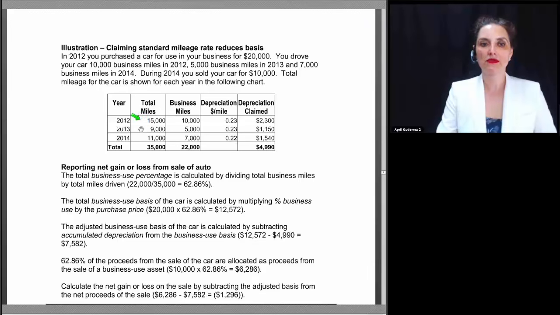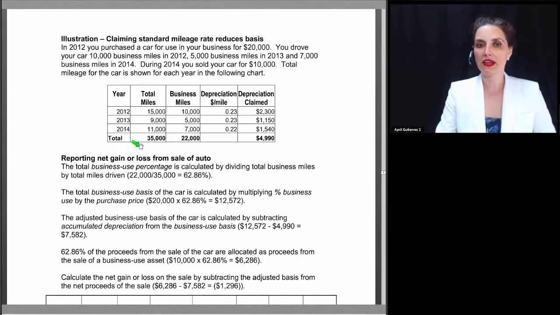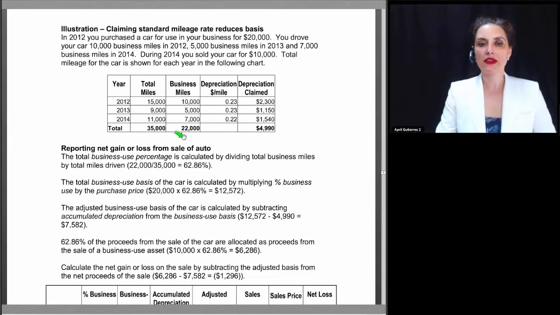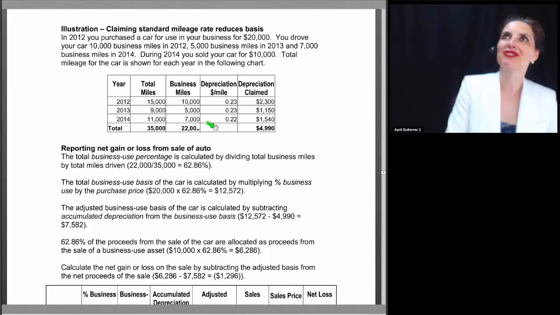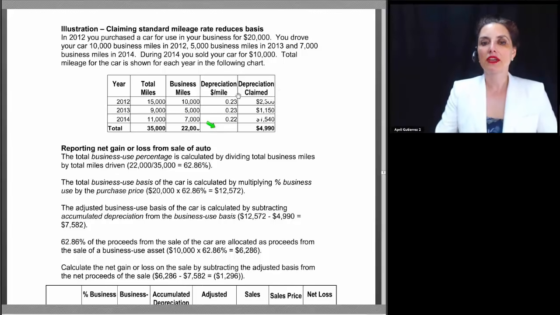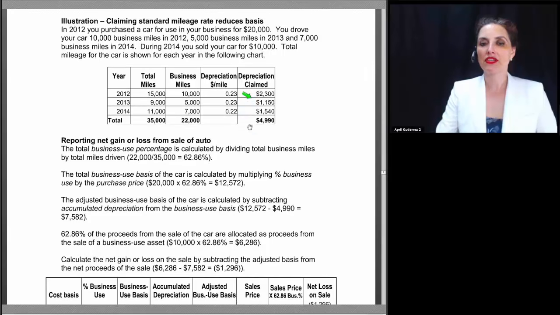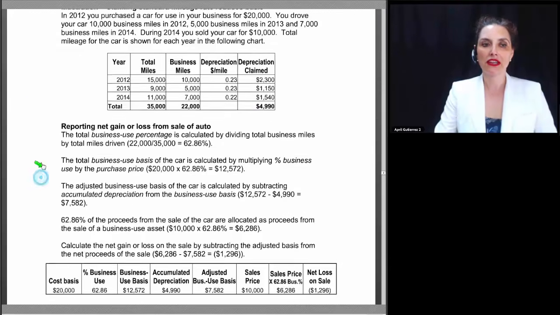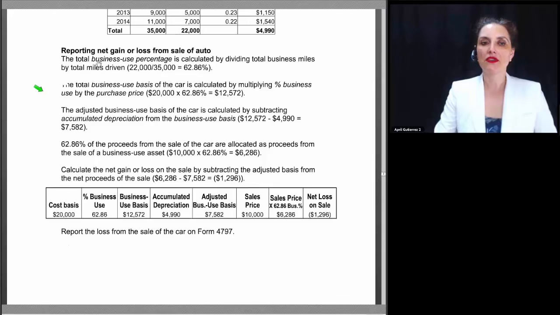We can see the total miles were 15,000 in 12, 9,000 in 13, and 11,000 in 14 for total miles of 35,000. And then we show the portion of those miles that was business miles. So we have 22,000 out of 35,000 miles that were business miles. And then we've taken the number of business miles driven each year and entered the standard depreciation amount for each mile driven. And then we convert that into a depreciation amount that was claimed for each year. So we end up on this vehicle showing $4,990 of prior depreciation claimed. Now, the total business use percentage for the vehicle is 22,000 miles divided by 35,000 miles, or 62.86%.